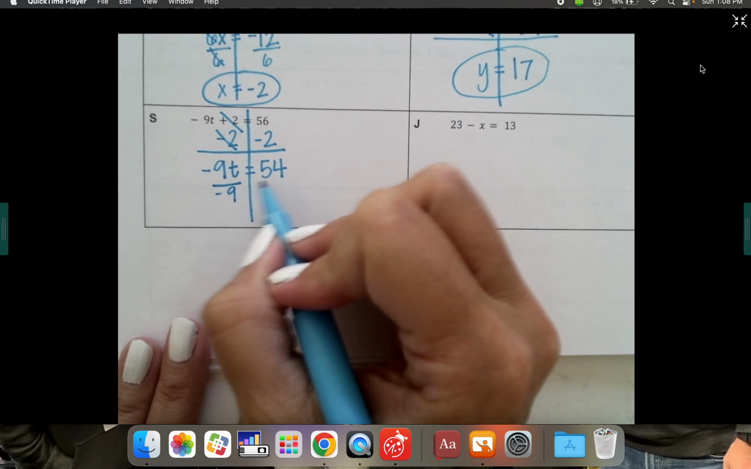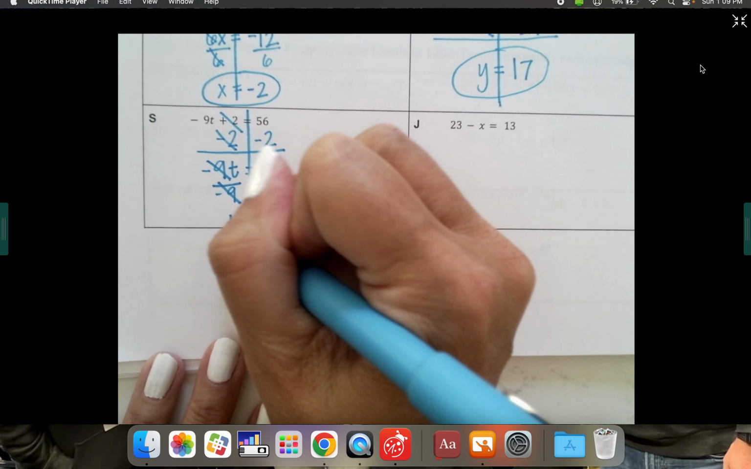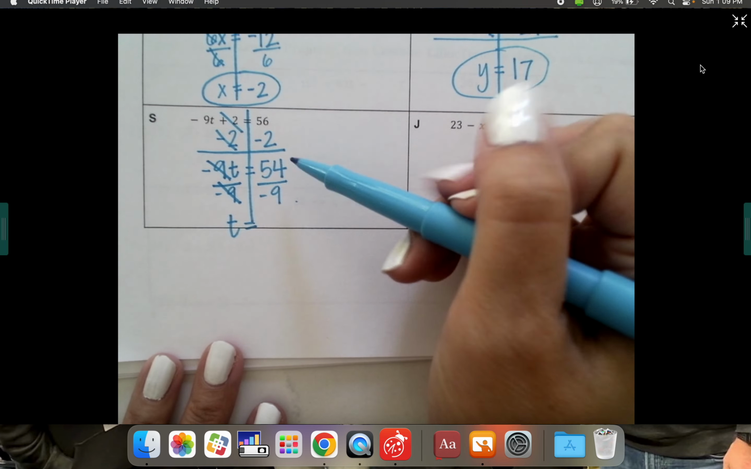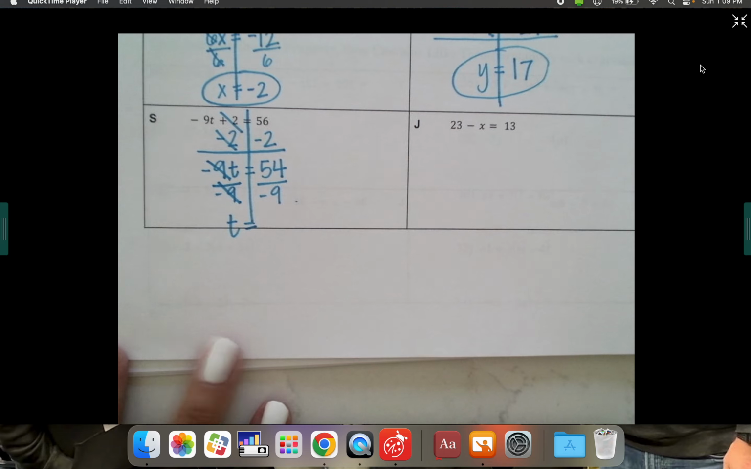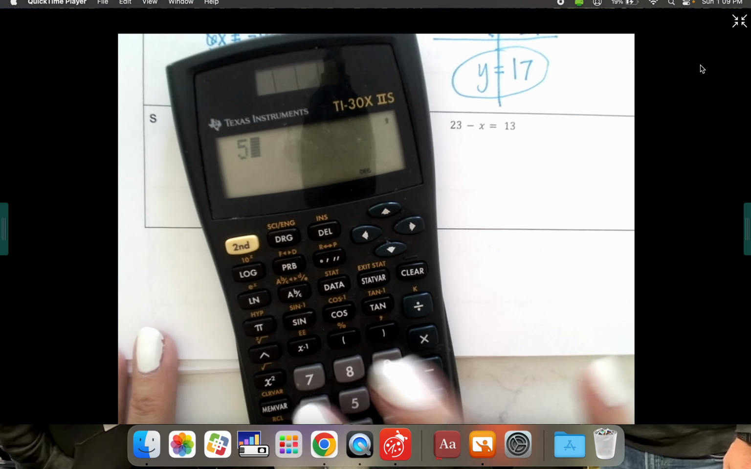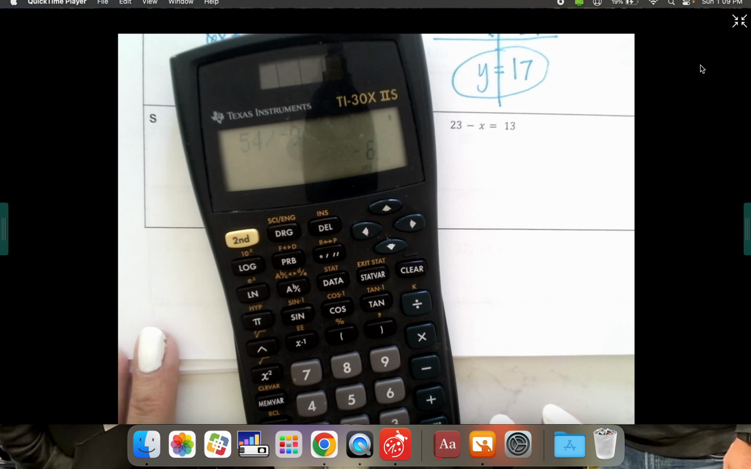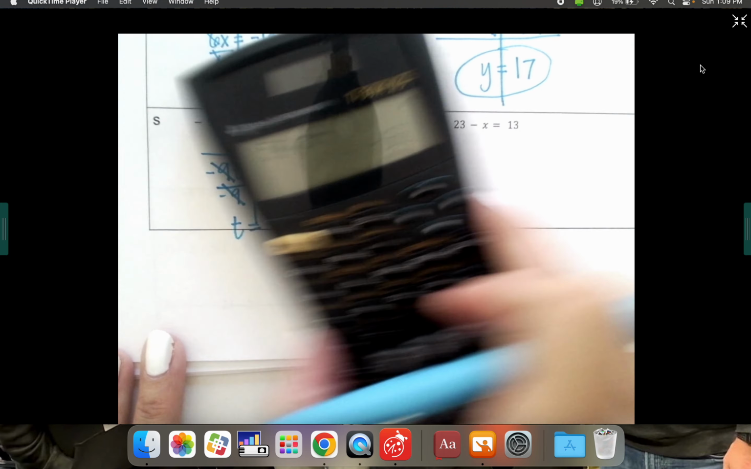All right, so they cancel out here and it leaves t by itself. And then 54 divided by negative 9 is negative 6. All right, so let's circle that and let's look for some negative 6s for our S. Negative 6 is right here, so that's S. Negative 6 here. That's all. Okay, last one on the front page is letter J.